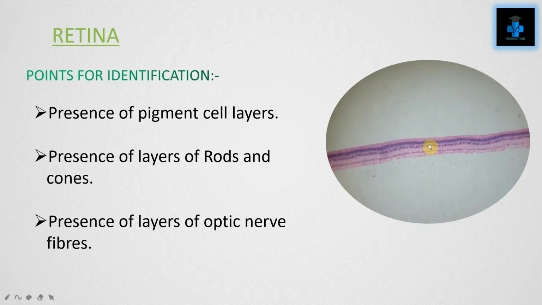Retina. Retina can be easily identified by observing the presence of pigment cell layers. Also, presence of rods and cones can be identified in the second layer. Presence of layers of optic nerve fibers can also be appreciated.